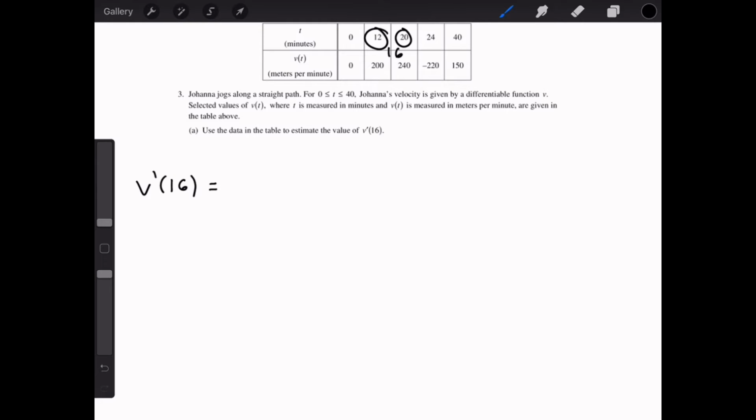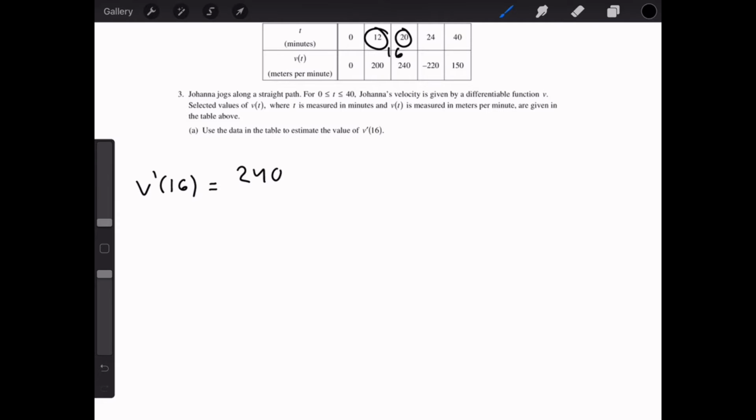If we look at the t values on the table, we are given 12 and 20. 16 sits right between the two. 12 is 4 below, and 20 is 4 above. So we can use the data points (12, 200) and (20, 240) to find v prime of 16 through the slope formula, y2 minus y1 over x2 minus x1.